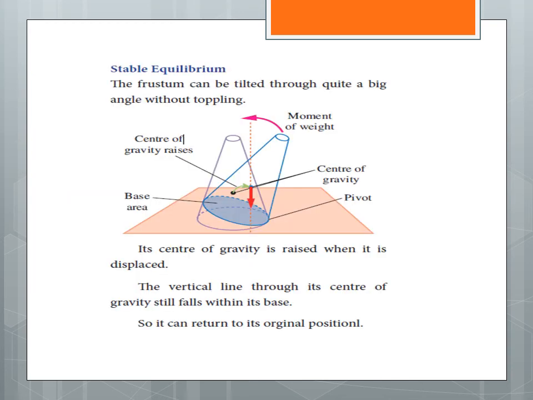Stable equilibrium. The frustum can be tilted through quite a big angle without toppling. Its center of gravity is raised when it is displaced. The vertical line through its center of gravity still falls within its base, so it can return to its original position.